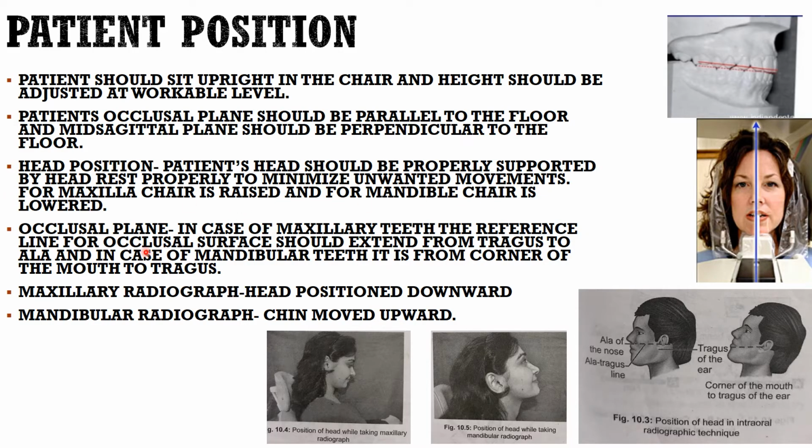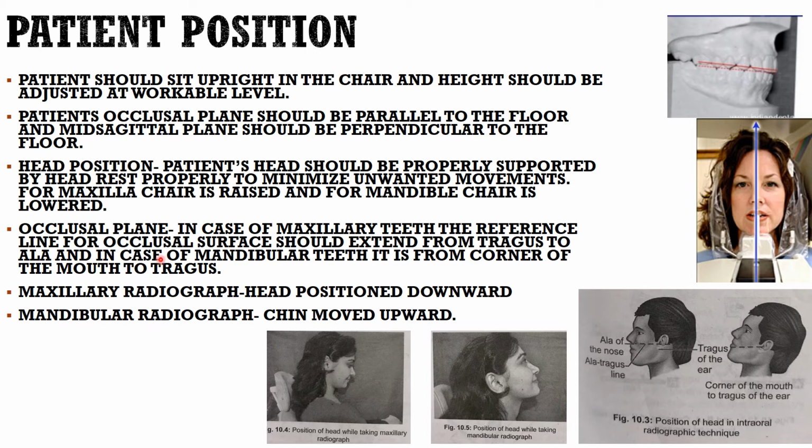Now the occlusal plane, in case of maxillary teeth, the reference line for the occlusal surface should extend from the tragus to the ala, that is the ala-tragus line. So this is an external reference which you are taking for the occlusal plane, because you cannot open the patient's mouth while taking a radiograph and see where exactly the occlusal plane is.